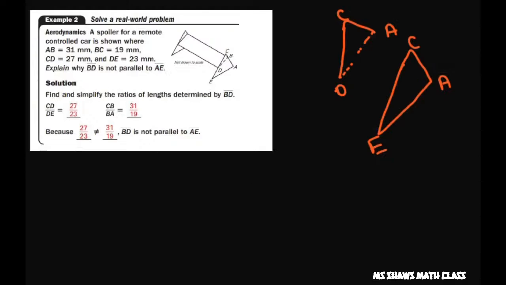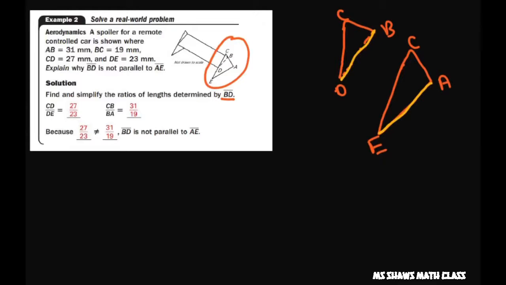All right. Here's a real world example. So basically we're looking at this portion here, and we want to determine whether BD is parallel to AE. So where's BD? Oh, this is B right here. BD, this line here.